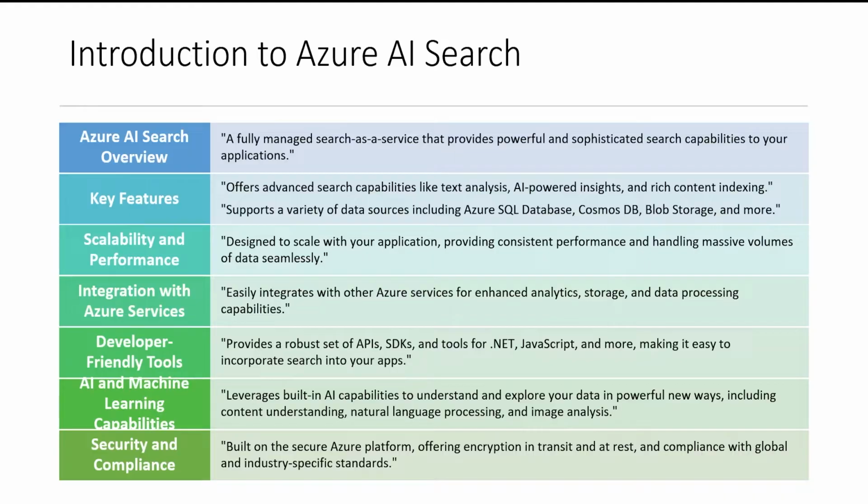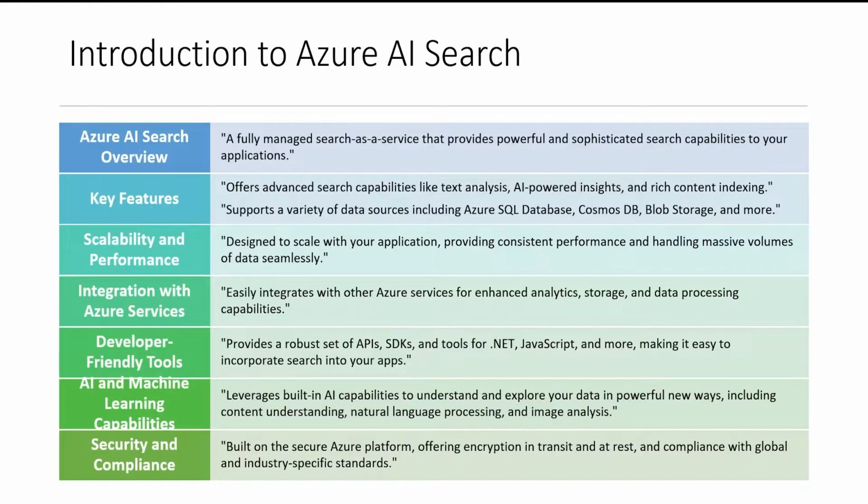Let's talk a little bit about Azure AI Search. Azure AI Search is a fully managed search as a service provided by Azure, which provides powerful and sophisticated search capabilities. It offers advanced search capabilities such as text analysis, AI-powered insight, rich content indexing.